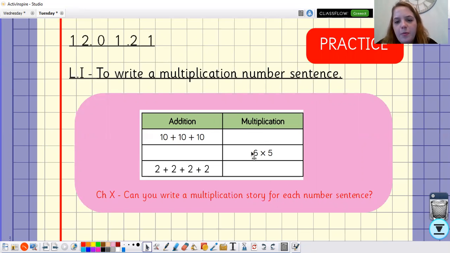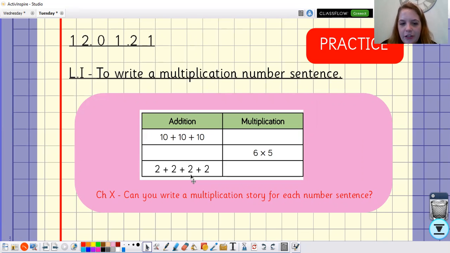And for this one, we need to look at writing an addition number sentence for this multiplication number sentence. Remember, this is 6 groups of 5. And then the same for this one, writing a multiplication number sentence for this addition number sentence.